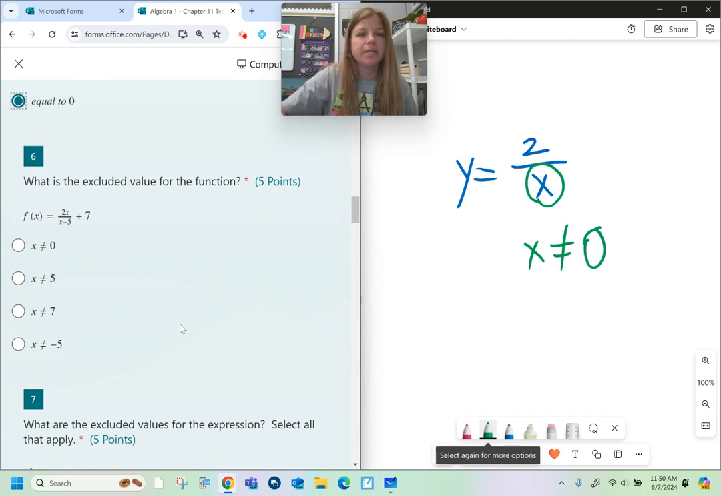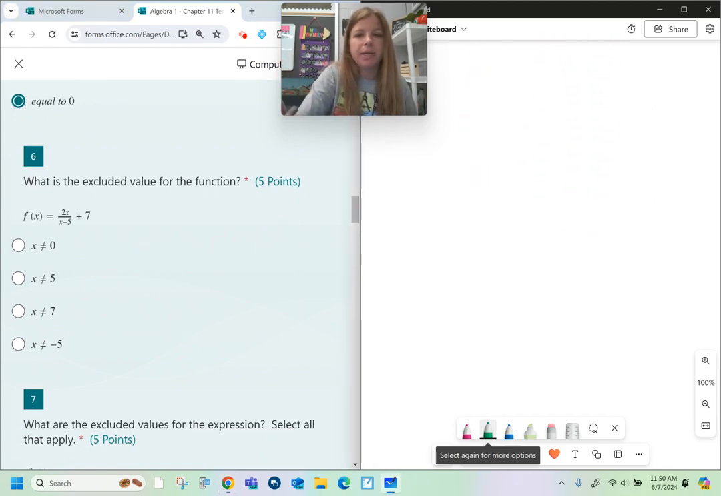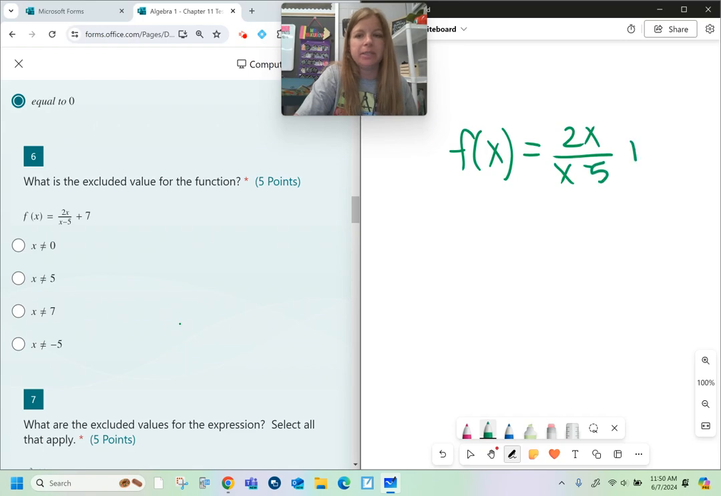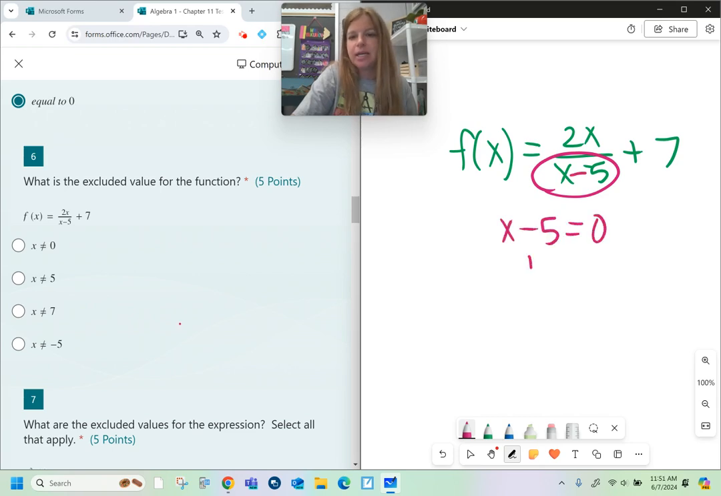Number six, what's the excluded value for this function? So basically all I'm doing is I'm going to take this function and ask, what is x not allowed to be? Because it would make my denominator 0. So I'm really just setting my denominator of x minus 5 equal to 0 to figure out what it is not allowed to be. And that gets me x equals 5, which actually means x is not allowed to be 5.